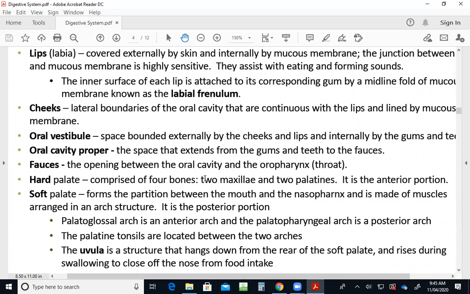All right, now we can move from the top down with the tract. Starting at the top, we have the mouth, where we have a lot to talk about.